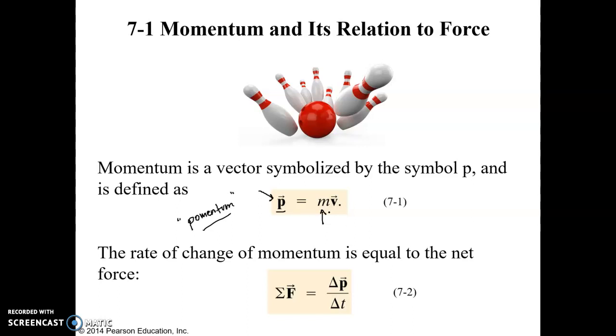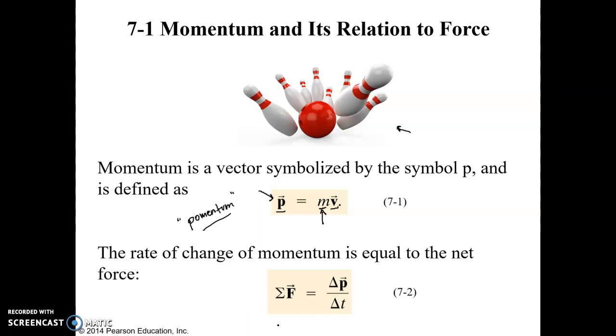So it's equal to mass times velocity. So if you have more mass, you have more momentum. If you have more velocity, you have more momentum. So I've included this image here of a bowling ball hitting the bowling pins. If you want to increase your chances of knocking down all the pins, you want to give your ball more momentum. So using a heavier bowling ball will help you out, and rolling it faster will also help you out. Those two things increase your momentum.